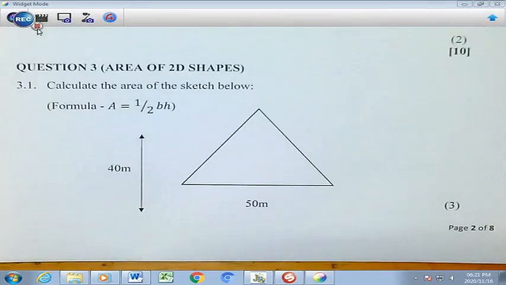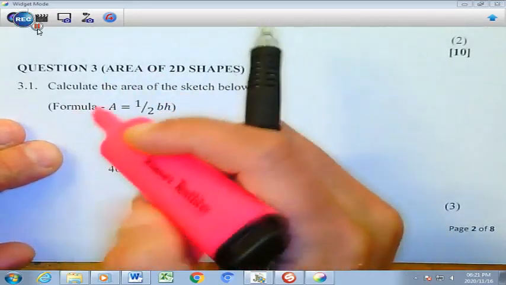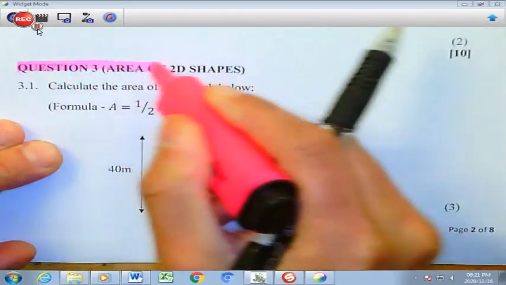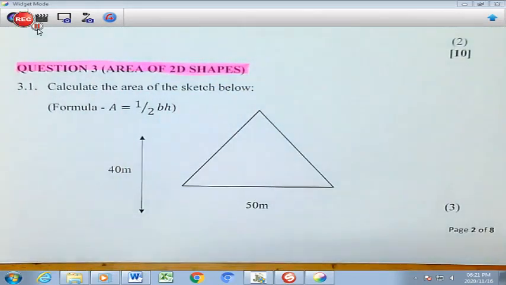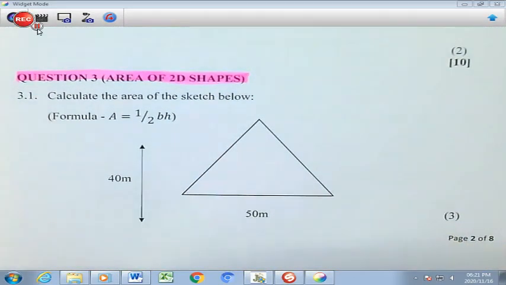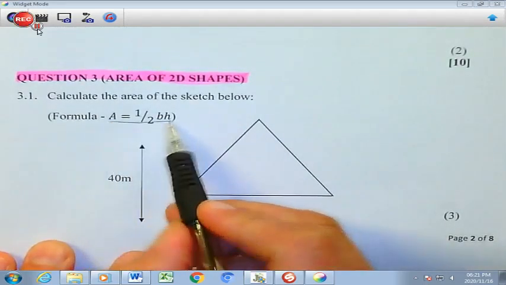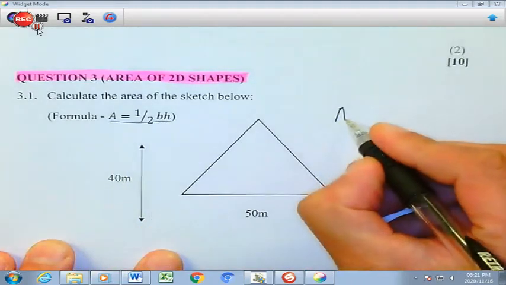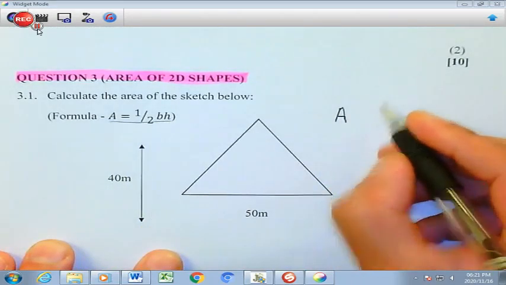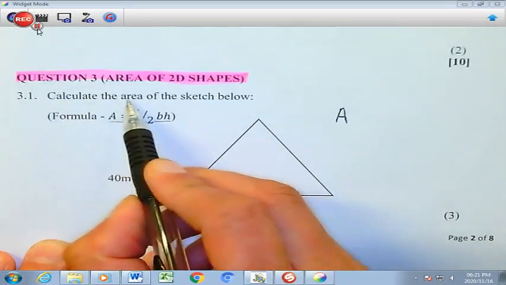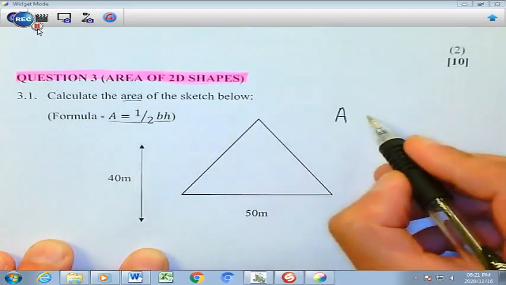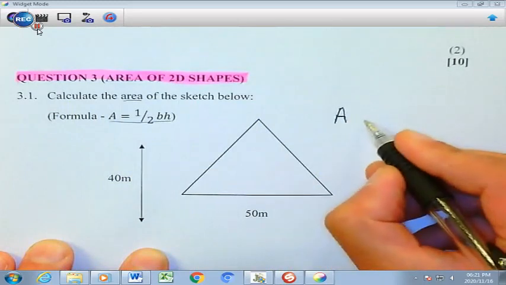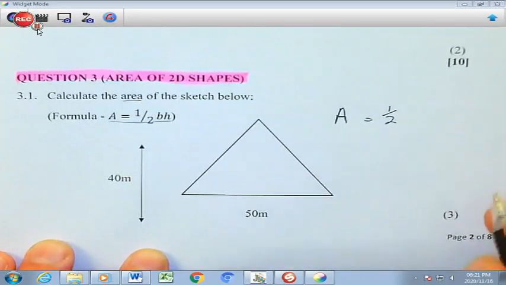We go to question number 3, and question number 3 deals with the area of 2D shapes. And we're going to look at the first 2D shape, which is a triangle. And they actually give you the formula here, and you are going to write the formula down where you say area. The instruction says calculate the area of the sketch below. So the formula you need to write down for 1 mark, area equals to half base times height.